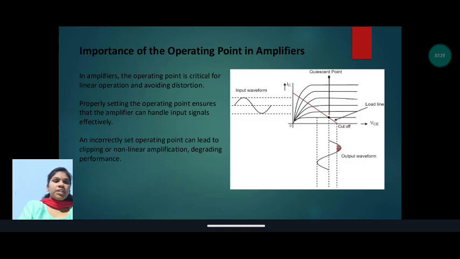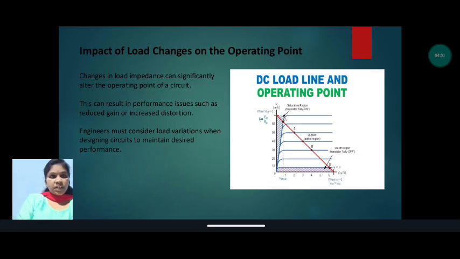Importance of operating point in amplifiers. In amplifiers, the operating point is critical for linear operation and avoiding distortion. Properly setting the operating point ensures that the amplifier can handle input signals effectively. An incorrectly set operating point can lead to clipping or non-linear amplification, degrading performance.